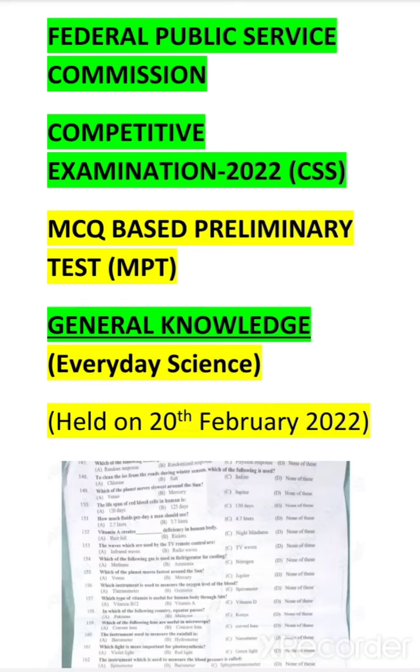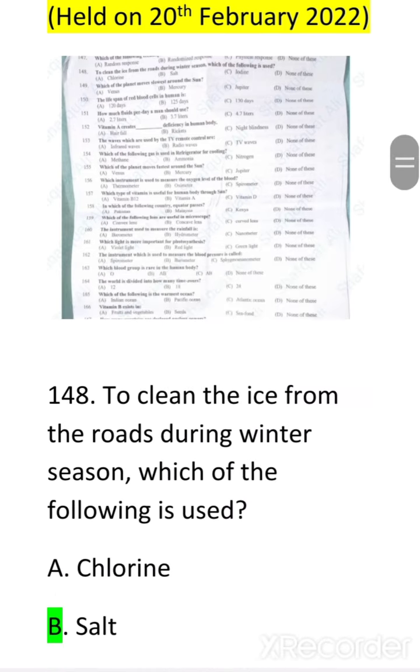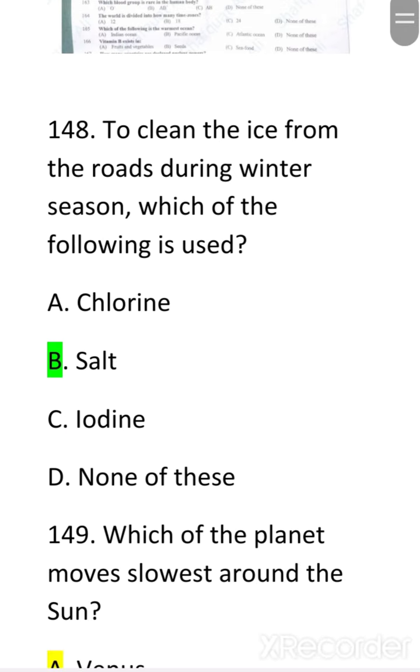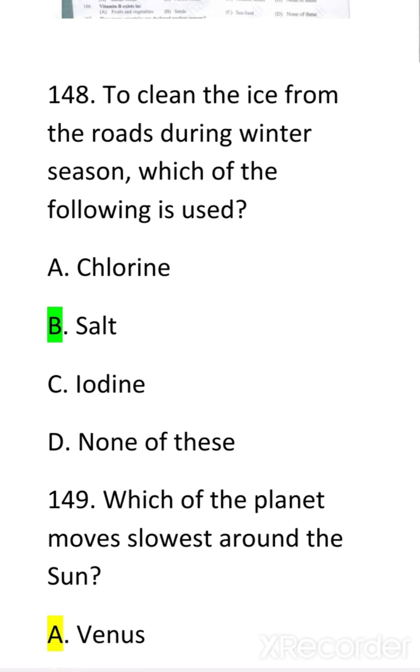Now I am going to explain MCQ based preliminary test MPT for competitive examination CSS 2022 of subject Everyday Science. Let's get started now. Question number 148. To clean the ice from the roads during winter season, which of the following is used? Option A, chlorine, B, salt, C, iodine, D, none of these. Correct option is B, salt.